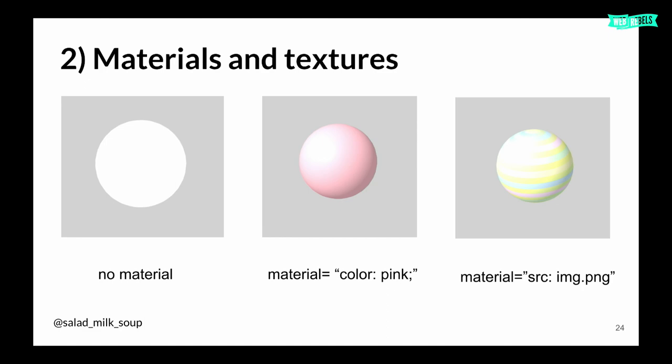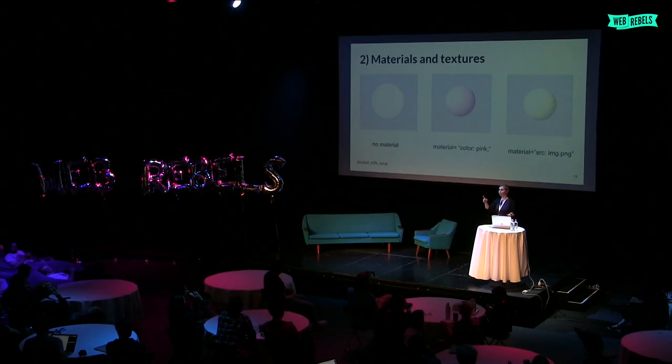So what's a texture? I don't know if you know much about these things. Who knows what a texture is? Oh, nice, almost everybody. Okay, so who doesn't? It's a 2D image that we map onto the surface of a 3D object. So it's like wrapping a present, basically. We take 2D and, through a process called texture mapping, map it onto the 3D object.